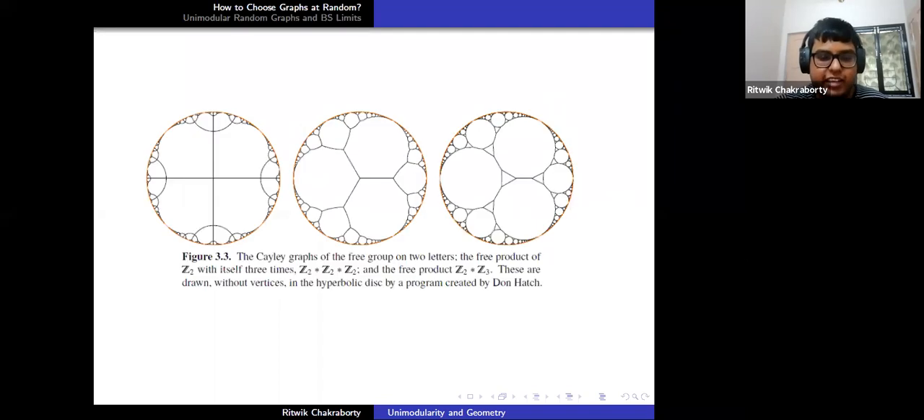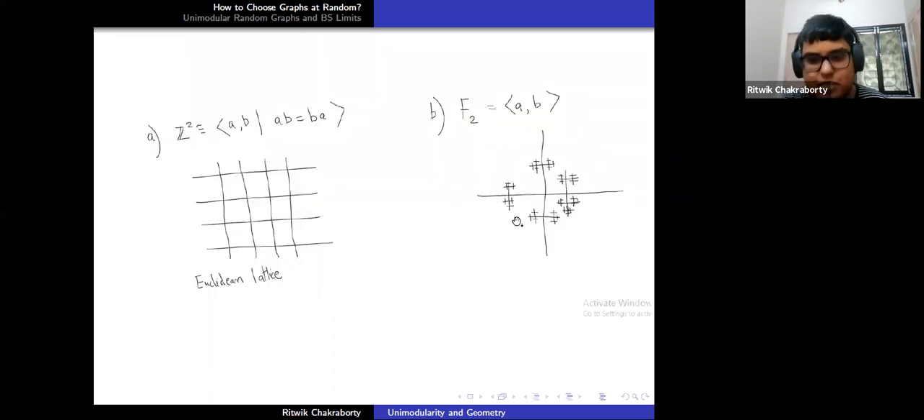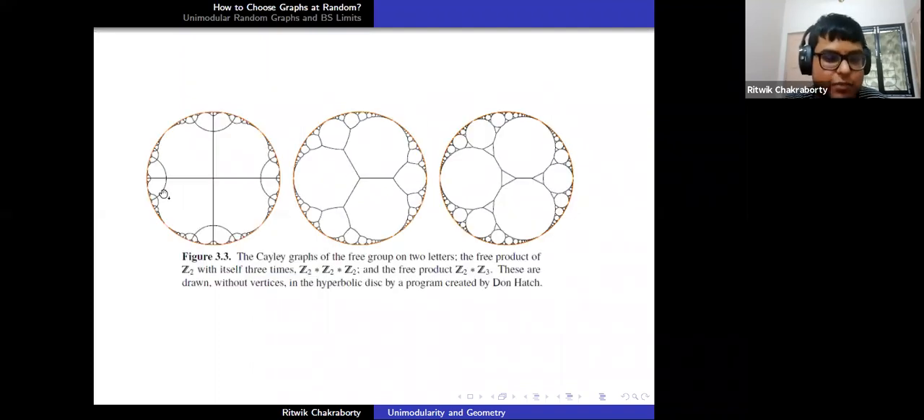Great. And here are some nice pictures on the hyperbolic plane. By the way, I'll just say where I've taken this figure from, because I couldn't have drawn this myself. From left to right, the first one is the free group on two letters. I had drawn this here. It looks horrible, but this one looks much better.